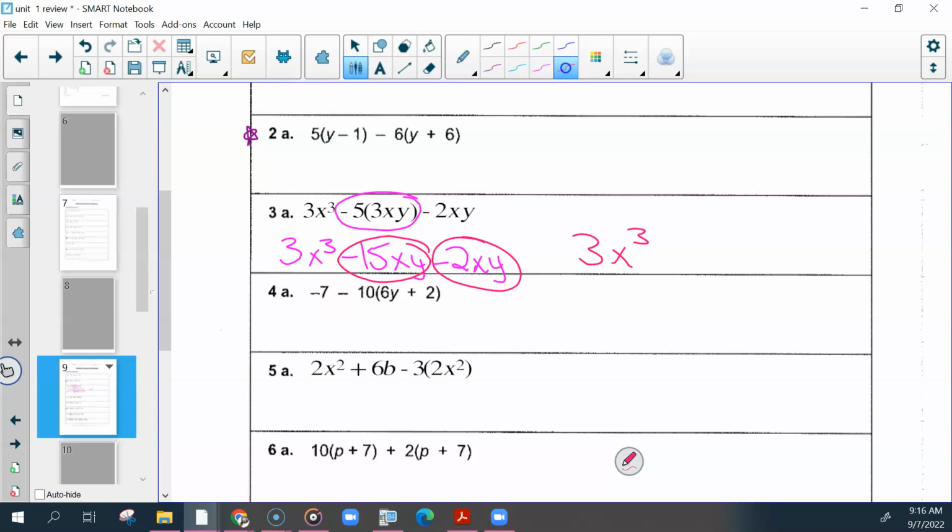So highest exponent goes first, and then ABC order for everything else. Is there anything else we can do with that? No. So that would be our final answer. Okay. Other questions on this page? Sophia?